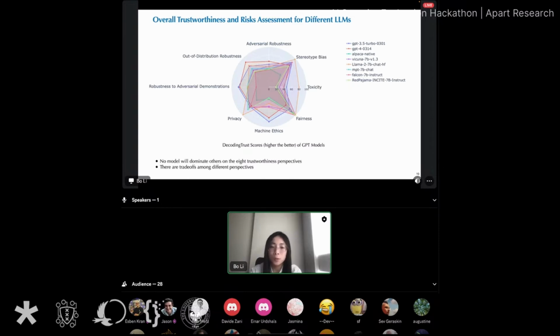One is that no model, unfortunately, can currently dominate others on the 8 trustworthiness or safety perspectives, even including the very capable GPT-4. We can see that for some perspectives, such as toxicity or machine ethics, GPT-4 actually is not as good as other models, for example the Llama 2 model. But on the other hand, we also find that Llama 2 is quite conservative, including Llama 3, such that it has a high probability of answering I don't know, even when some questions could be relatively benign. And this is obviously an important trade-off between helpfulness and safety trustworthiness.